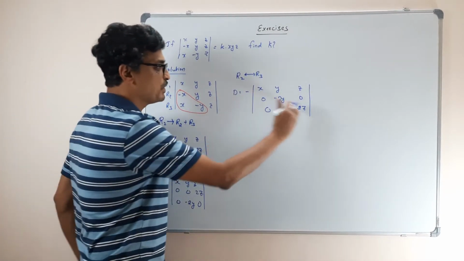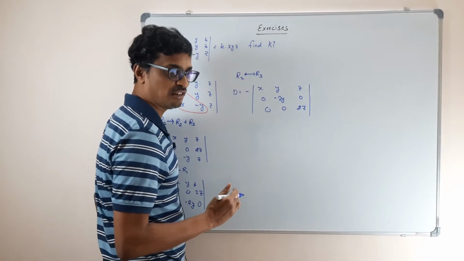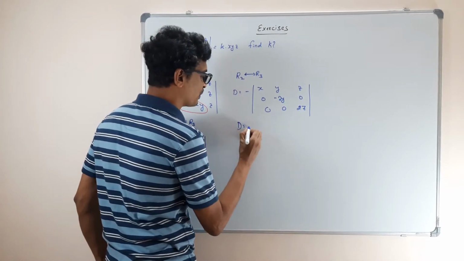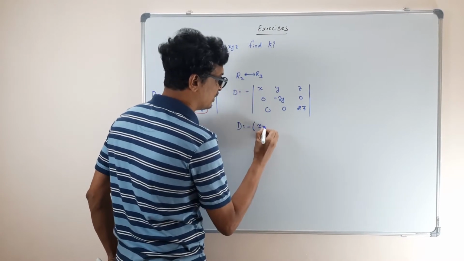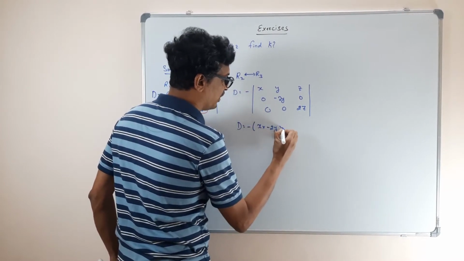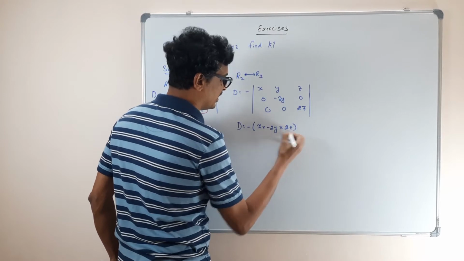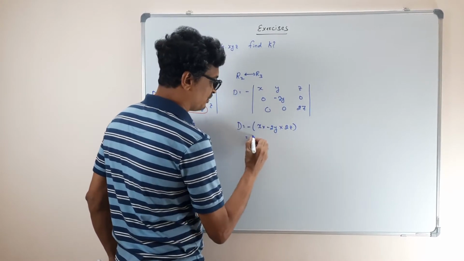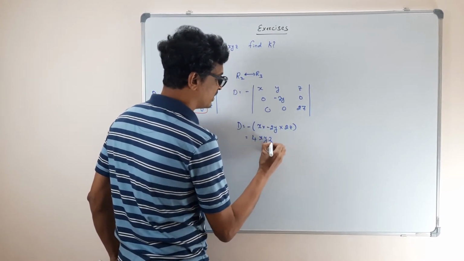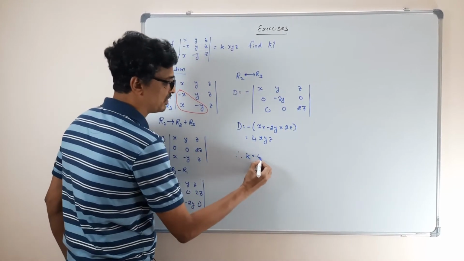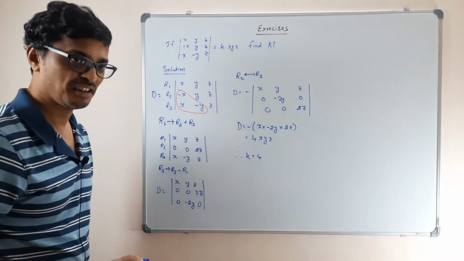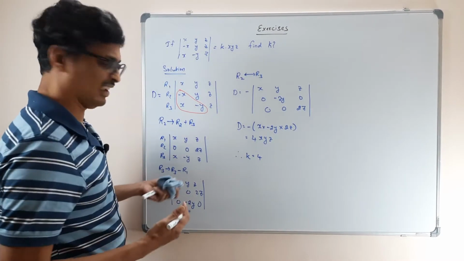So D is nothing but the multiplication of the diagonal elements. Therefore, D is equal to minus, this minus is there, never miss it, X into minus 2Y into 2Z. That will be 4XYZ. Therefore, K equals 4. You got it?